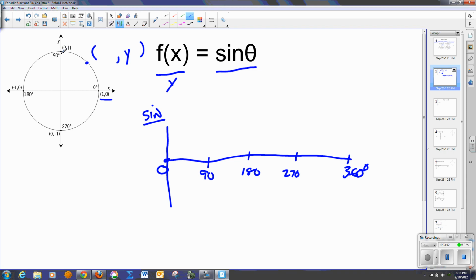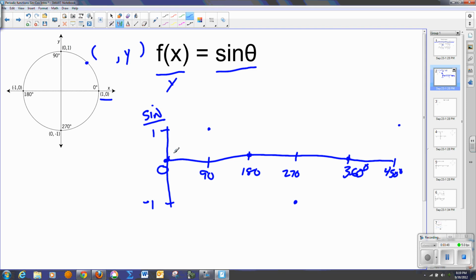At 90 degrees, I'm looking for my y value, which happens to be a value of 1. So at 90, I'm going to graph the point 90 degrees over and 1 up. At 180 degrees, I look for my y value. That's 0. Put a point right there. At 270 degrees, I look for the y value, and that happens to be negative 1. And at 360 degrees, I'm back to 0. If I were to go 90 more degrees, that would be at 450 degrees. You'd notice that I get back up to 1.